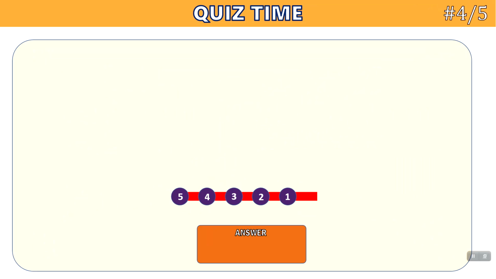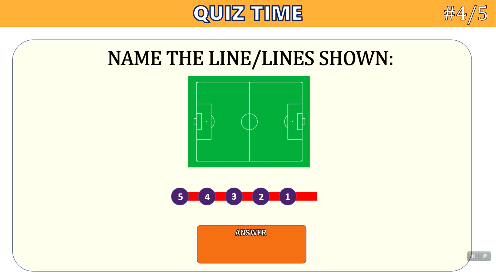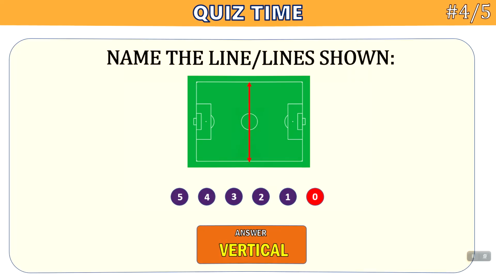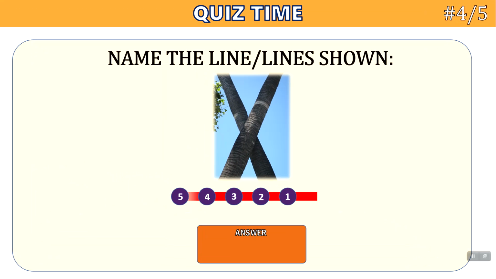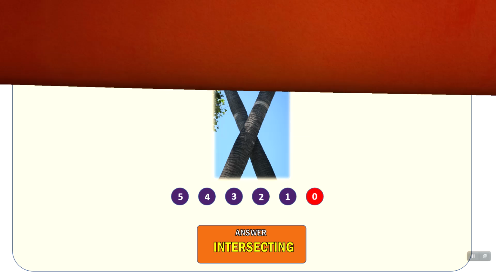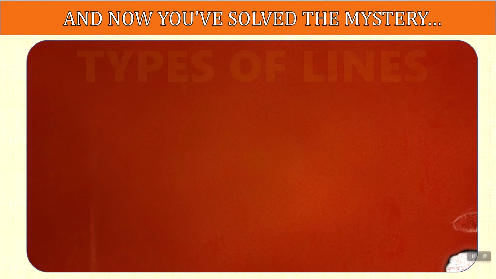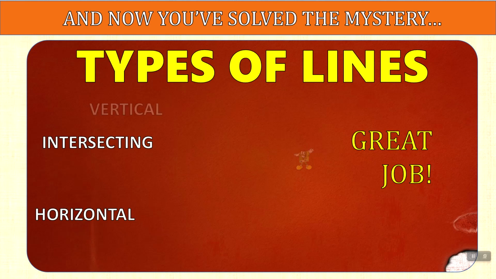And number 4, name these lines. On the soccer field, this line. Time's up. This runs up and down, and we know lines that run up and down are called vertical lines. And number 5, name the line or lines shown. Time's up. These are two coconut trees that seem to be crossing each other or intersecting, and they are known as intersecting lines. Well done. And now you've solved the mystery of how to name various types of lines. Great job.